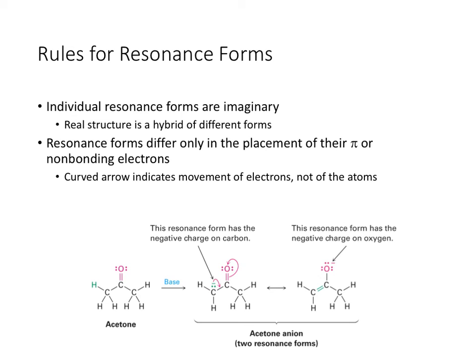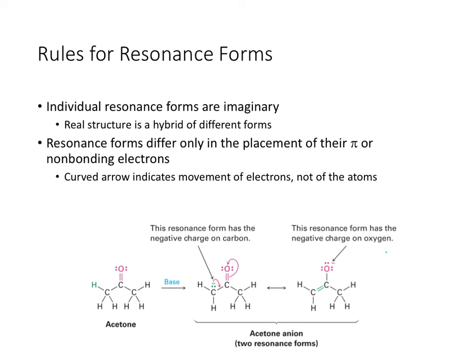So some rules for resonance forms. First of all, individual resonance forms are imaginary. The real structure is a hybrid of the different forms. And resonance forms will always only differ in their placement of their pi or non-bonding electrons. And we also use curved arrows to indicate the movement of electrons, but that doesn't mean that the structures are exchanging between those 2 forms. It is just a formalism that we use.